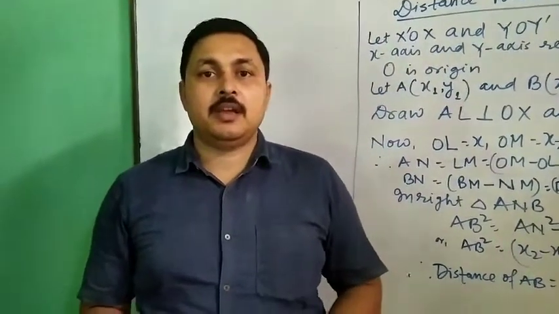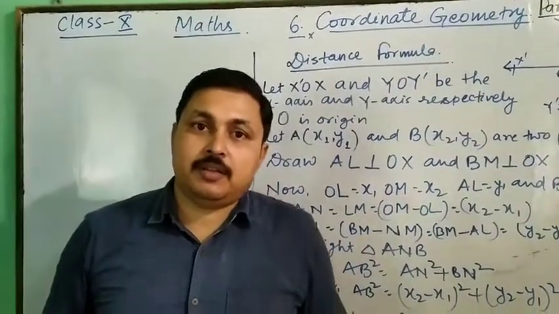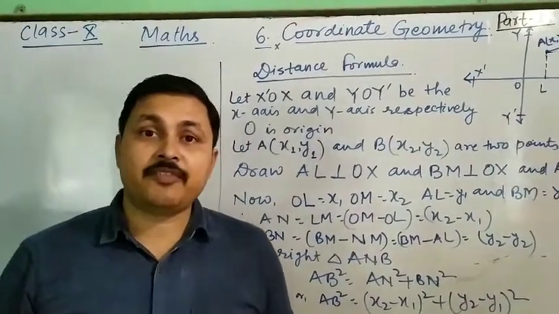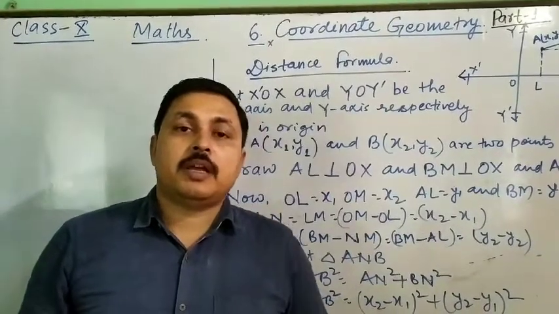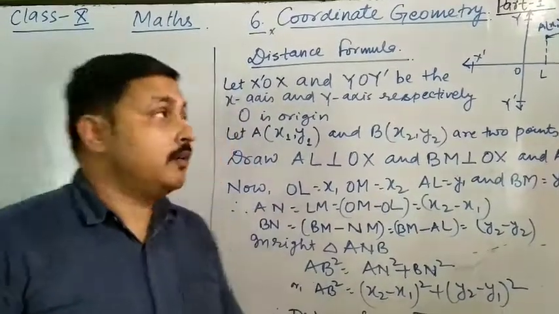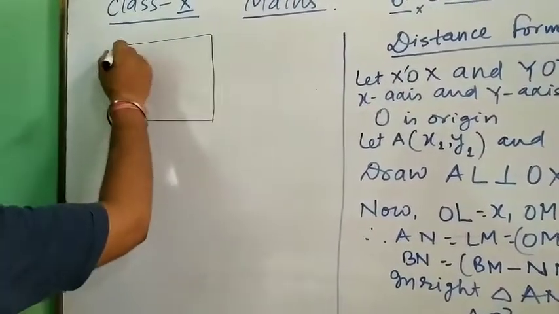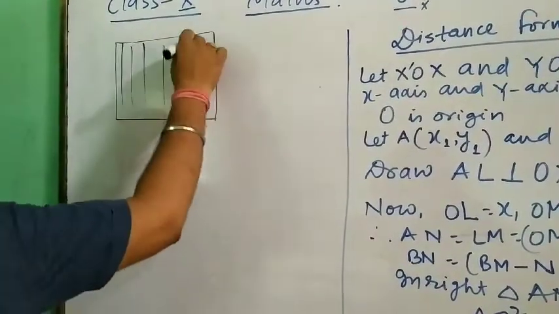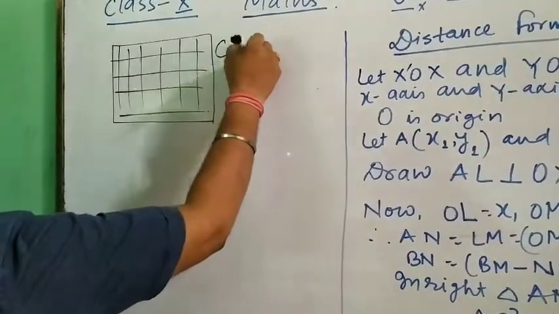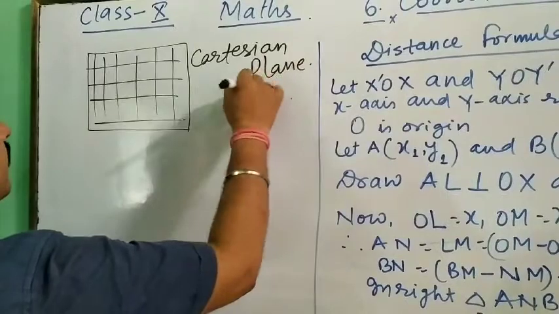Today I am explaining class 10th chapter 6, coordinate geometry. This is the first video of coordinate geometry, so it is part 1. At first we will learn some facts about coordinate geometry. On the graph paper, this is called the graph paper and this is called the Cartesian plane.